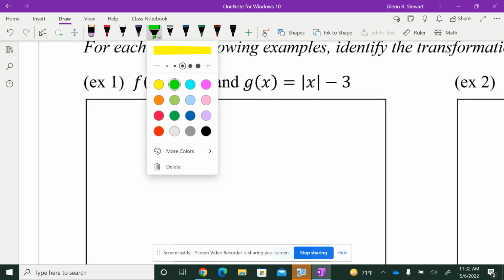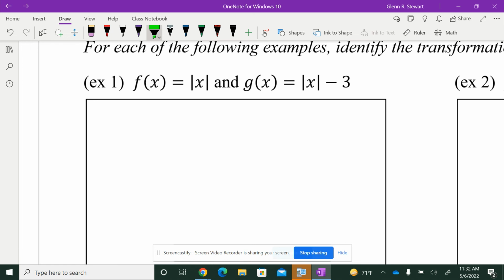Example 1 says that our original equation is the absolute value of x, and then our new equation is the absolute value of x minus 3. What happened? What's the transformation? Which way did I move? Mason? Something to do with 3. That is correct. That's the new part. Down. Yeah, it should be down.